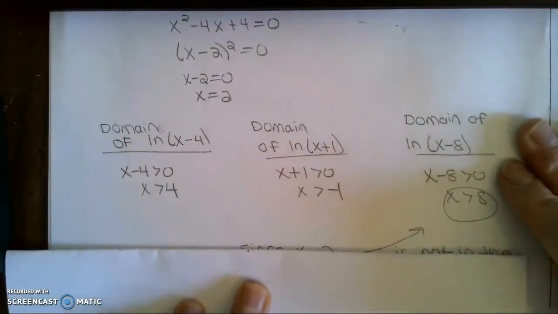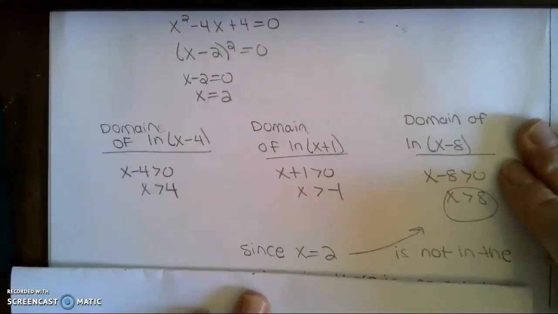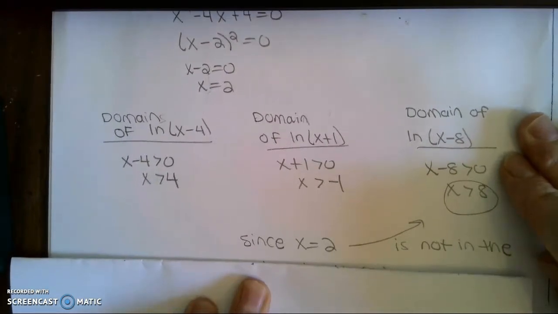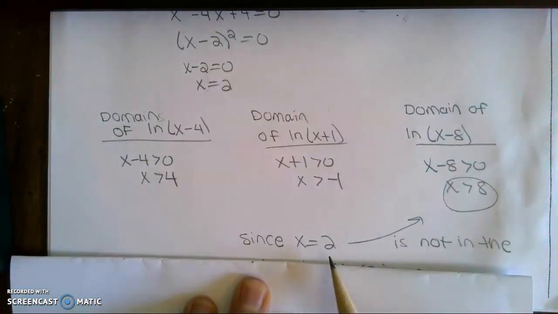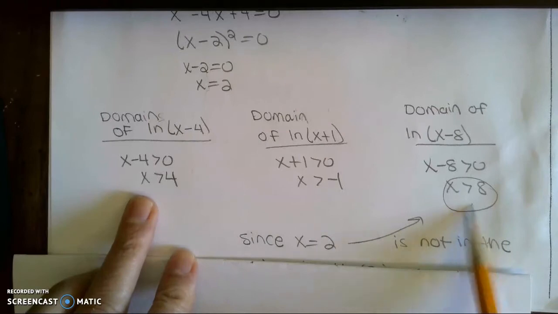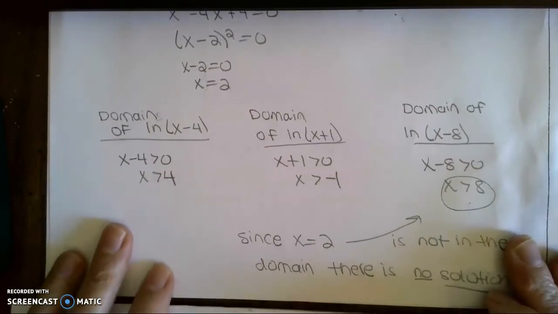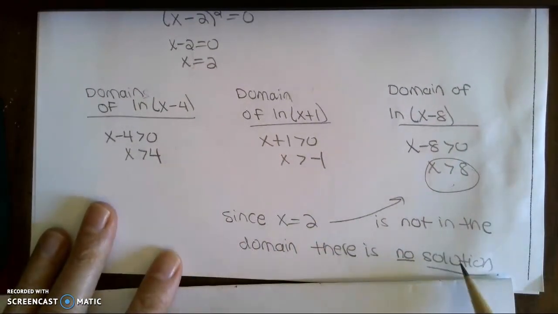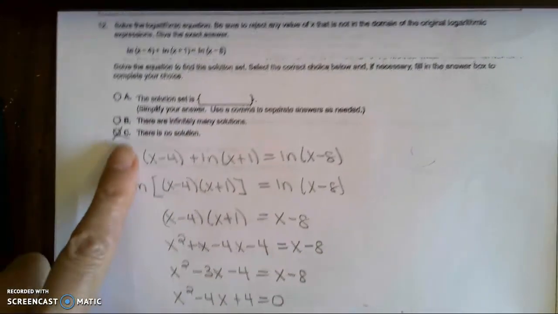Okay, so if we take a look at these, x is equal to 2, and that doesn't satisfy, actually it doesn't satisfy this one or this one. So it can't be in the solution set. So it's no solution for this one. So after all that work, it's a no solution example.